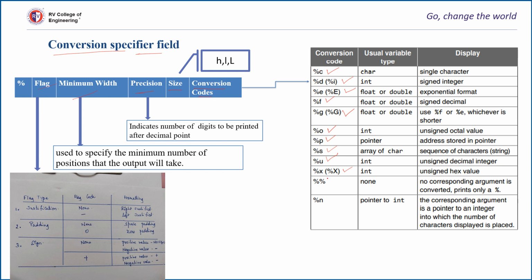If I want to print only a percent symbol, I make use of %%, and %n is used for pointer to integer. So these are the conversion codes used in printf as well as scanf. In a control string we have a percent sign followed by one of the conversion codes. It could be c, d, f, g, and so on. Apart from this, we have optional size modifiers like h for short integer, l for long integer, and capital L for long double.